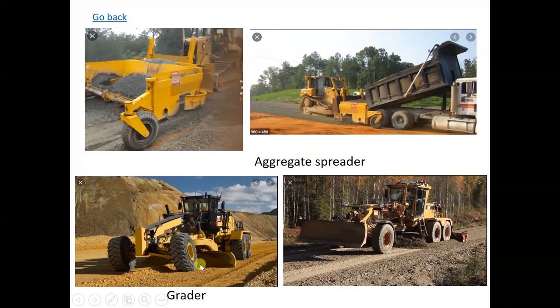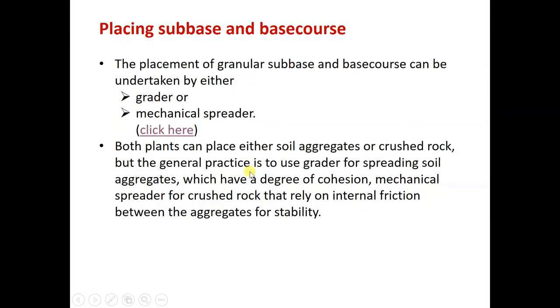The bottom part is the grader. So they can spread the aggregate as well. It can spread either the aggregates or the soil. So both plants, the mechanical spreader or the grader, are capable of placing either soil, aggregates or crushed rocks.